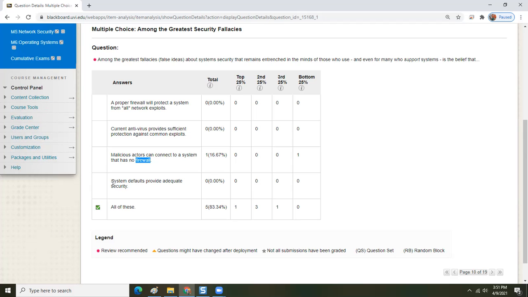And then the last one, system defaults provide adequate security. System defaults do not provide adequate security unless you work in Linux. If you work with Linux, or actually if you work with a Mac, the system defaults for Macs are actually pretty decent, except that when you turn on a brand new Mac, it sets up the first user as a privileged user, and that's also another glaring default. That's a problem, right? So that's another default.